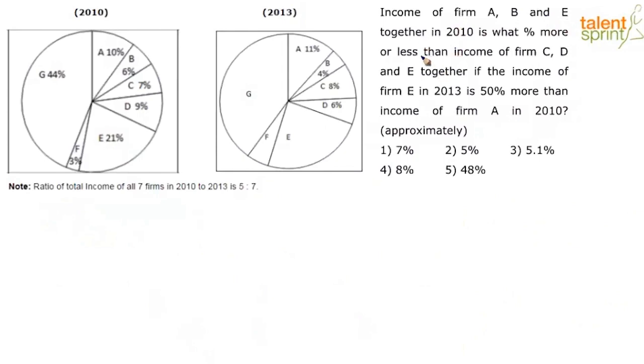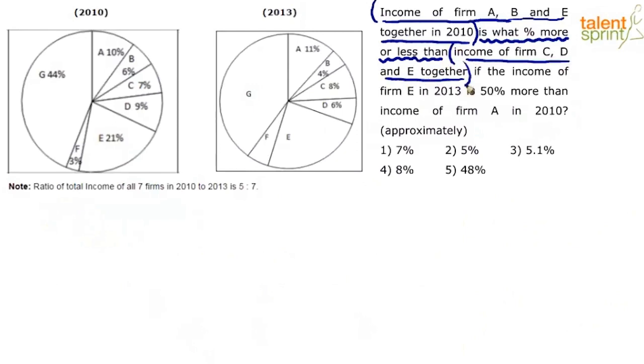Right? So this question is in the form of X is what percent more or less than Y. You look at this, income of A, B and E together in 2010. This is like X is what percentage more or less than Y. What is Y? Income of C, D, E together. Now one question is Y, I mean the variable Y, X is what percent of Y. So that Y, income of C, D, E together, in which year?